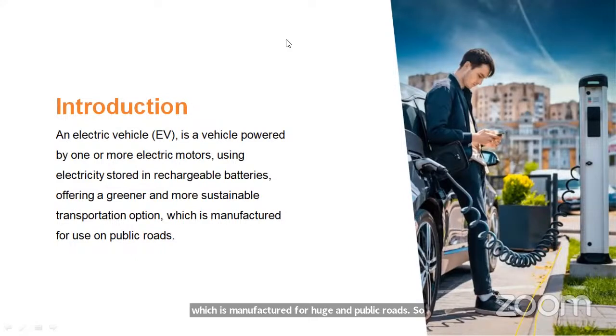In our country, India, we have Indian Railways, right? They also run on electricity, but they don't come in the electric vehicle category because they don't fulfill a few requirements. They don't have rechargeable batteries inside them, right? They have a continuous power supply. Secondly, they are not manufactured for use on public roads, right? They have specialized tracks on which only they run, right?